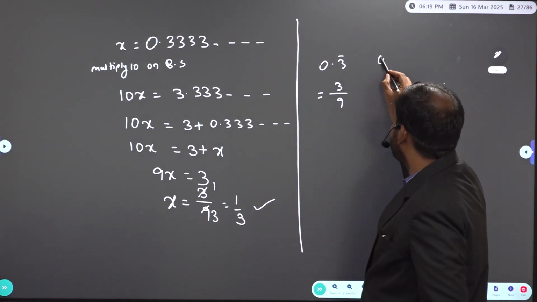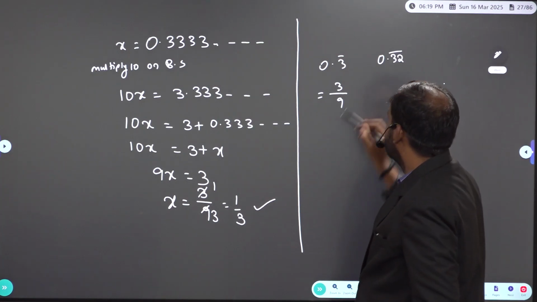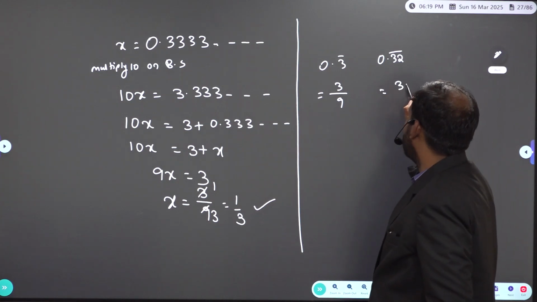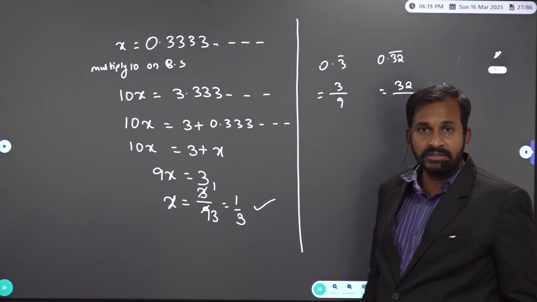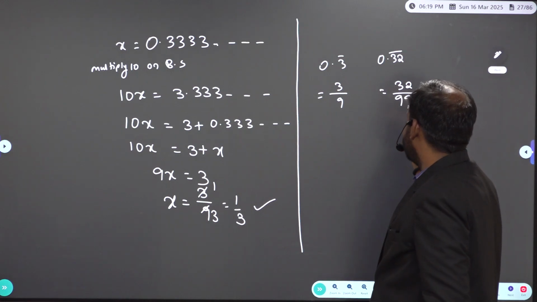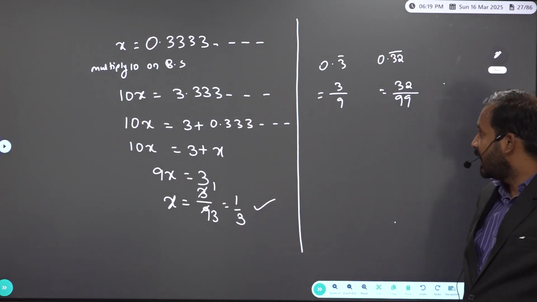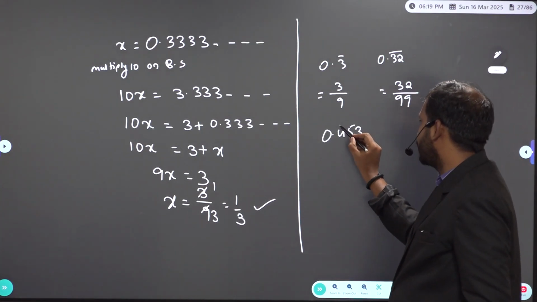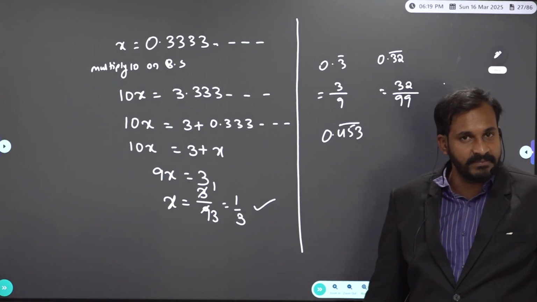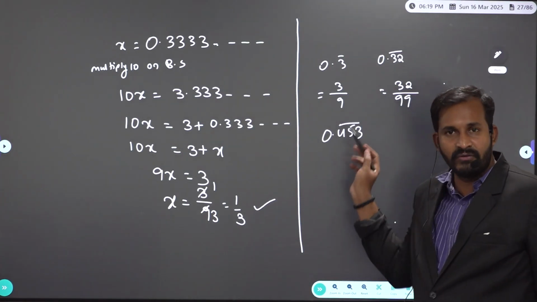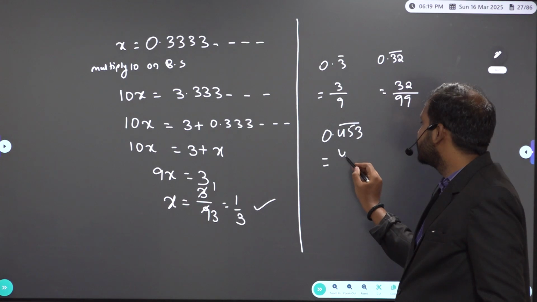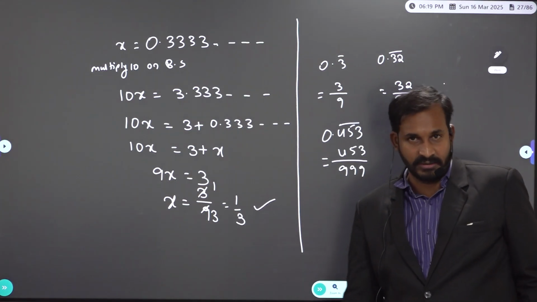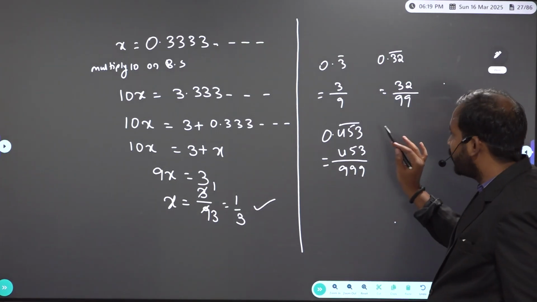For example, if I have 0.32 bar, that means 0.32323232, something like this. I can write that as 32 by, how many digits are repeating? 2 digits. 32 by 99. And for example, if I have something like 0.453 bar, all 3 digits are repeating, right? That means 0.453453453. So I can write this as 453 by, how many digits are repeating? 3 digits, so 999. Okay, this is one set of questions.